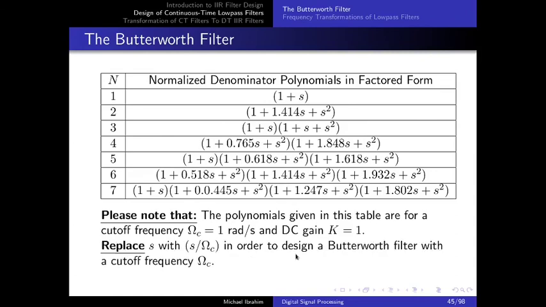So the design process over here can take different forms. I can ask you in the exam to find the location of the poles. So first you have to find the order of the filter, find the cutoff frequency, find the location of the poles, and then find the transfer function. Or I can give you this table and you can use it right away. If you want to design a 5th order filter, you would use this polynomial in the denominator, and then you would replace s by s over omega C, omega C being the cutoff frequency you want in your design.